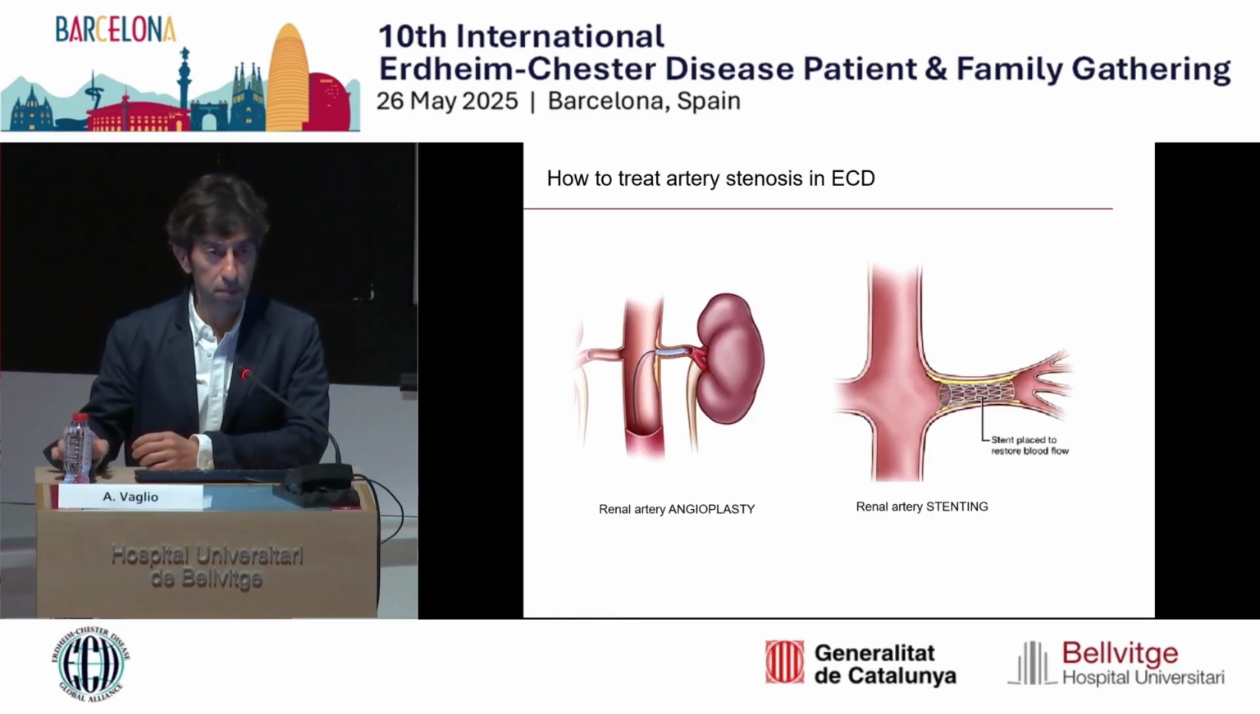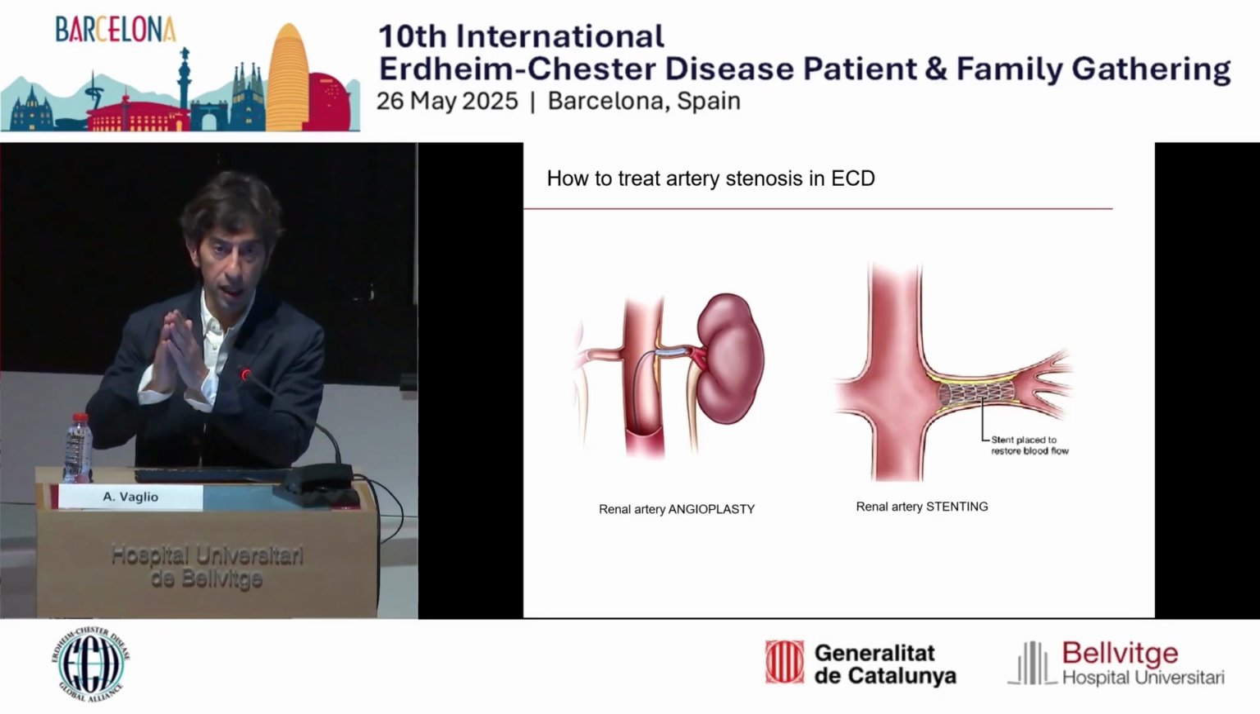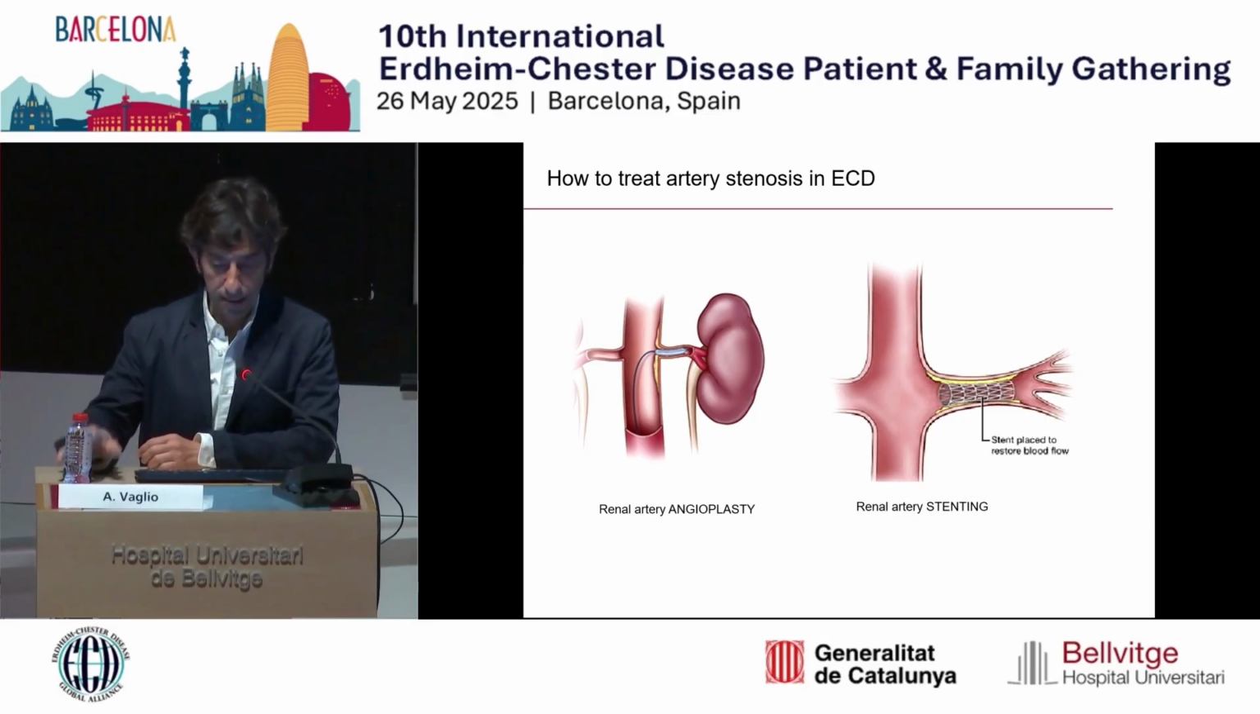We can do something. We can put a stent in this case as well. But before the stent, we need to do a procedure which is called angioplasty, which means that we go in the artery with a catheter, and a balloon relieves the obstruction, and then you put a stent to keep it patent.